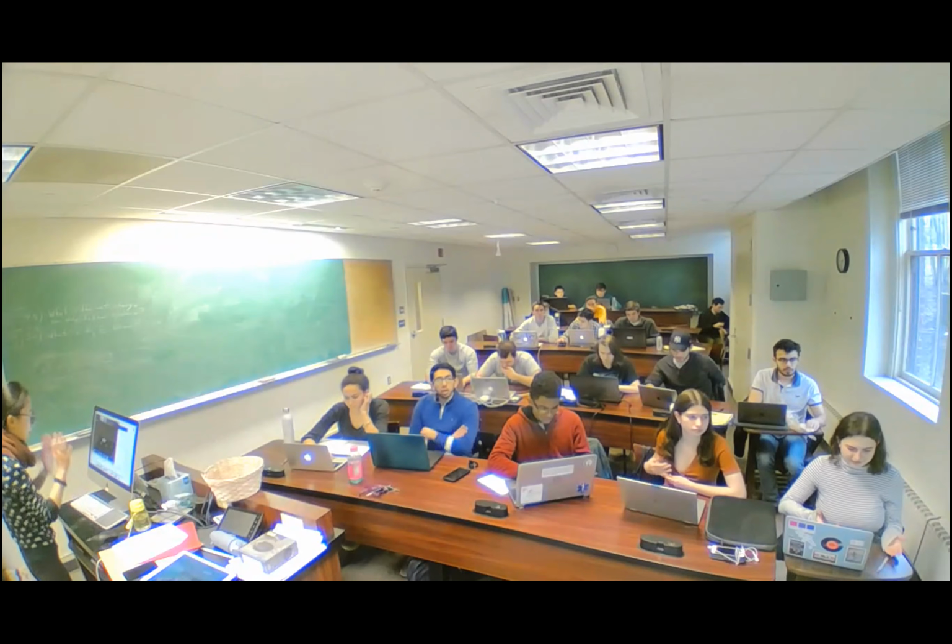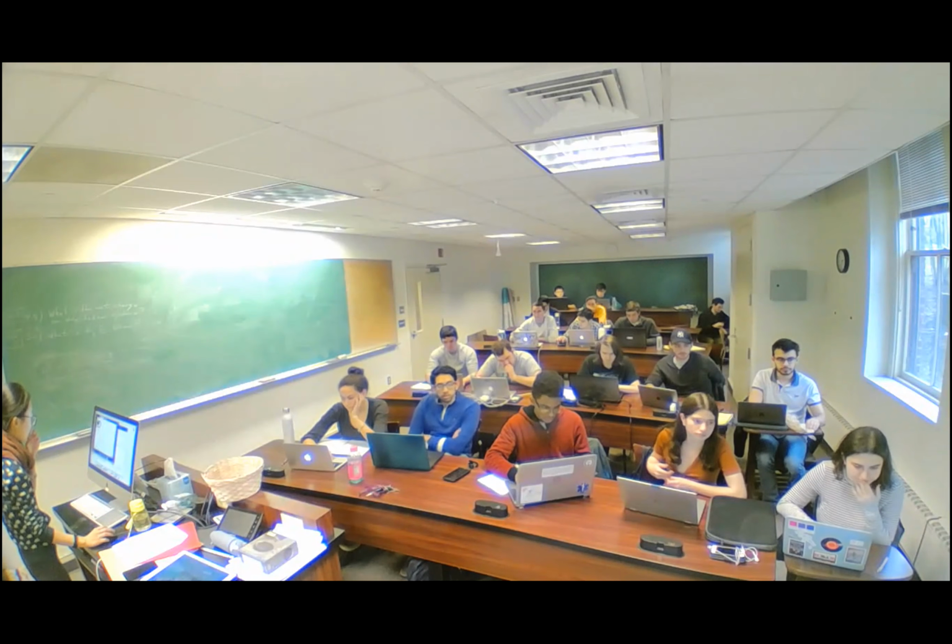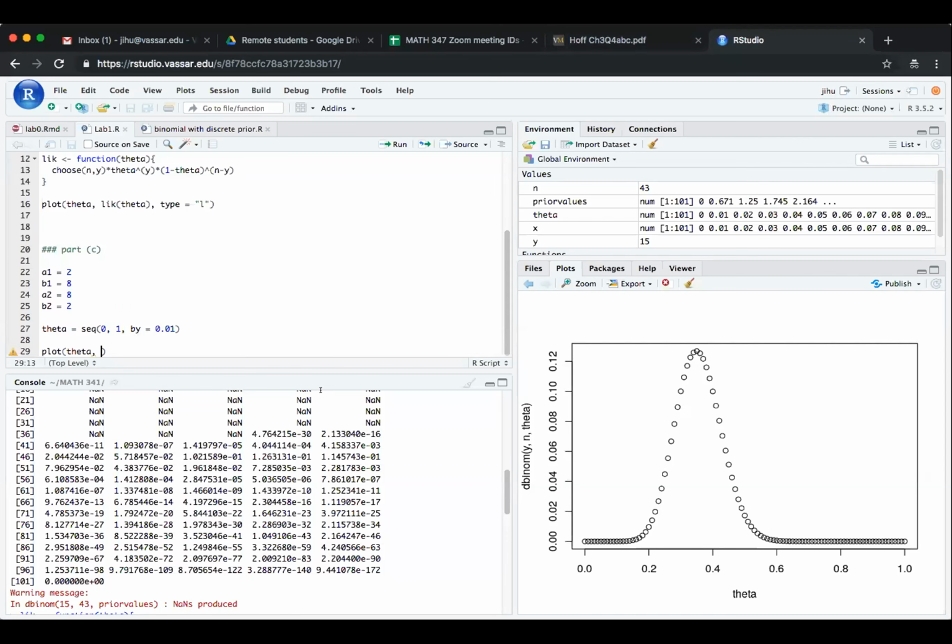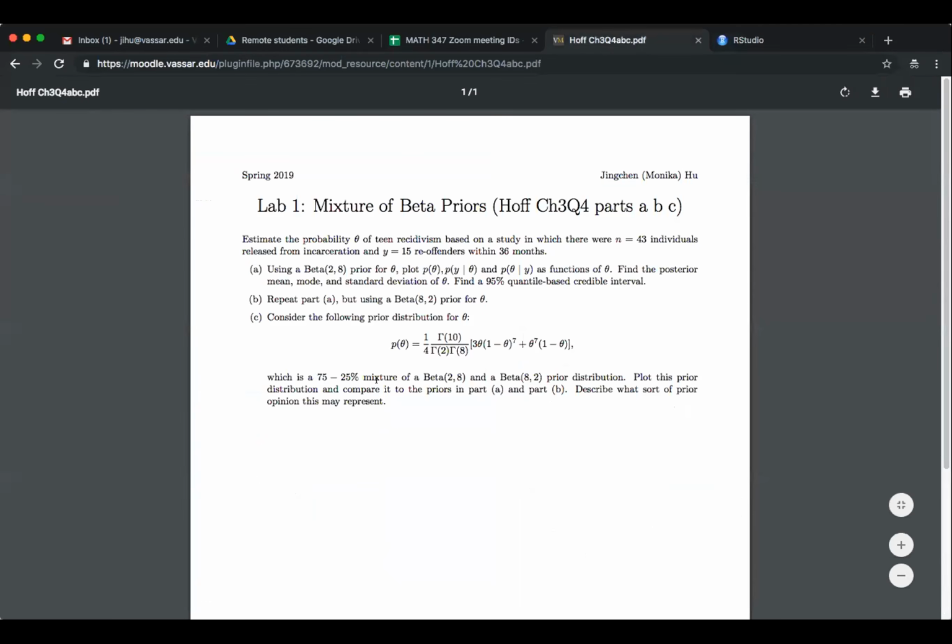I just want to talk a little bit about part C. You can do various things, but let's read the question carefully one more time. It does give you the detailed density, which looks a little bit daunting if you want to simulate and draw from there. But it does tell you that it's a 3-to-1 mixture, 75% of beta 2.8 and 25% of beta 8.2. Once you finish A and B, you will know how to get those beta prior distributions.